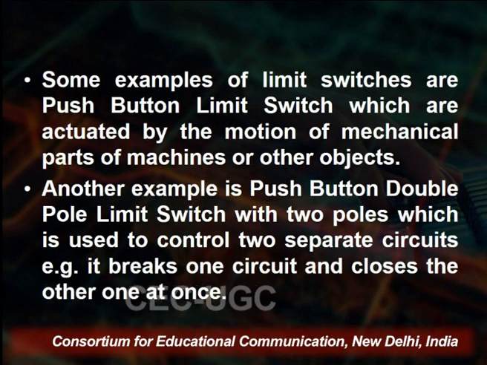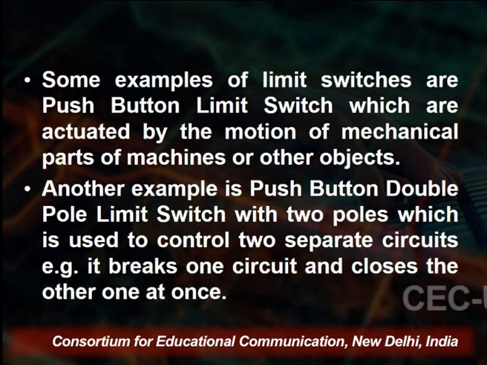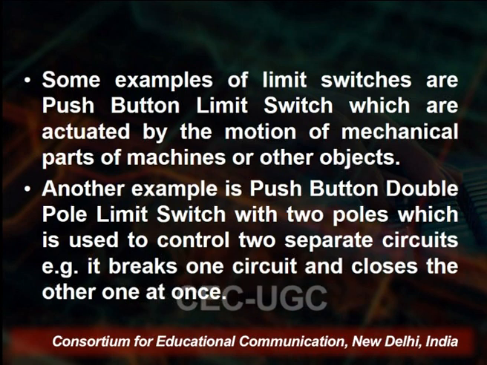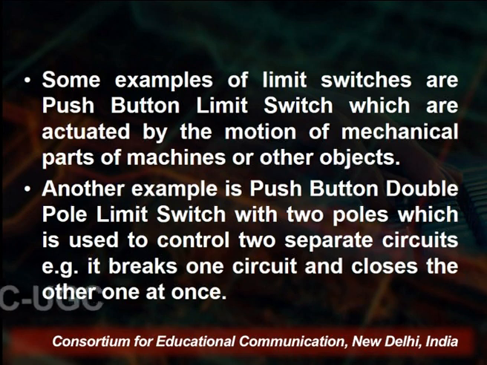Some examples of limit switches are the push button limit switches, which are actuated by the motion of the mechanical parts of machines or other objects. Sometimes it may be momentary. Another example is the push button double pole limit switch, with two poles, which is used to control two separate circuits, like it breaks one circuit and closes the other circuit.